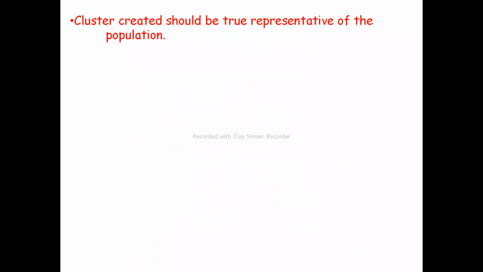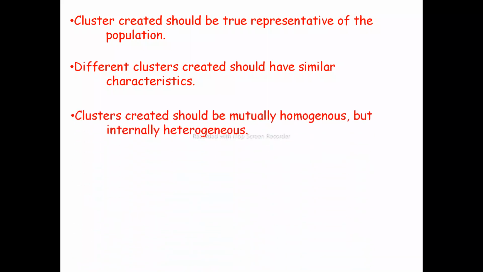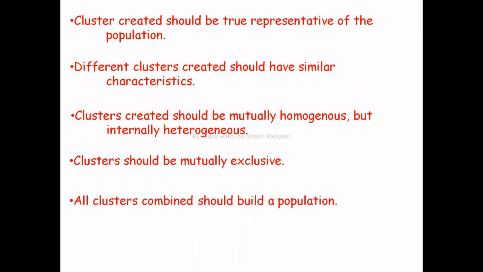Clusters created should be a true representative of the population. Different clusters created should have similar characteristics. Clusters created should be mutually homogeneous but internally heterogeneous. Clusters should be mutually exclusive. And lastly, all clusters combined should build a population.